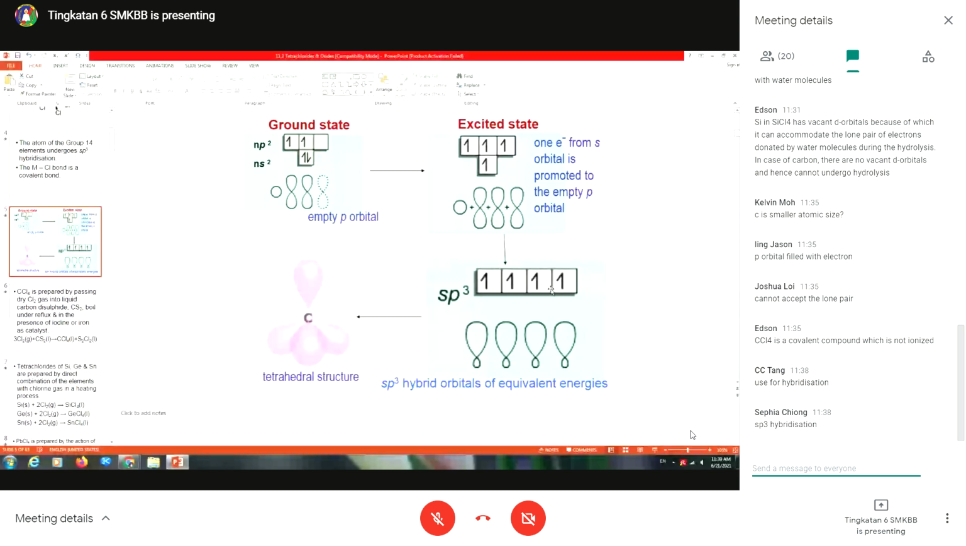So it can form covalent bonds, accepting 1 electron, 1 electron, 1 electron, 1 electron. Can. But to accept 2 electrons, a lone pair, cannot, because there is no empty orbital. Good idea, but silicon can.